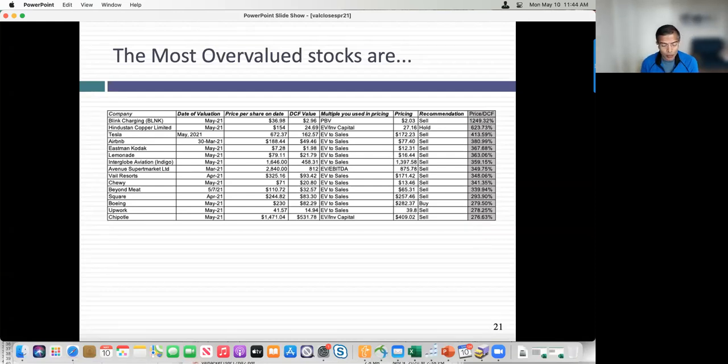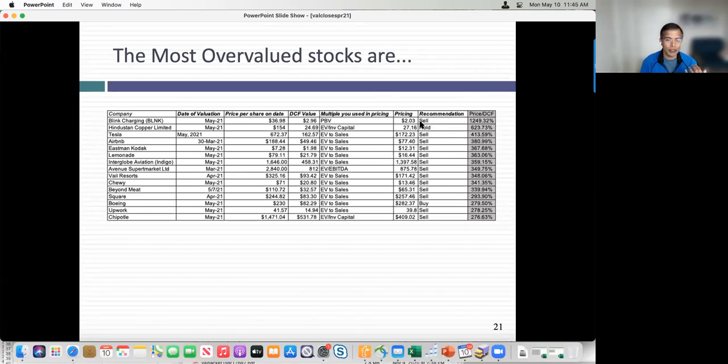The most overvalued stock was a company called Blink Charging. Again, I'm not familiar with the company, followed by Hindustan Corporates. Now, again, if you look at most overvalued, almost all of them are sell, except there's Boeing, which comes out as most overvalued, but shows up as a buy. Now, of course, the way to explain that is if your pricing gives you a buy and you go with the pricing, it's entirely possible that your discounted cash flow valuation comes up with this. But that's, again, most are sells, but there's one buy and one hold.